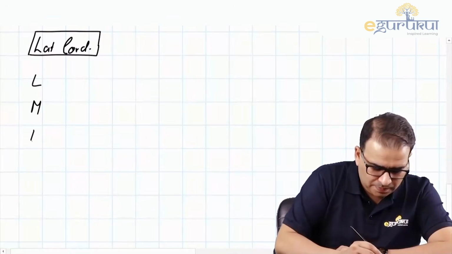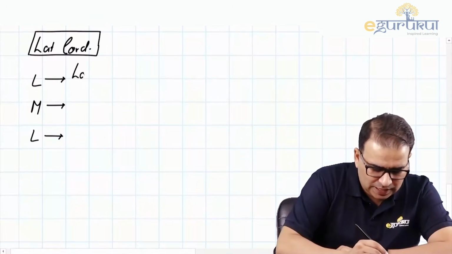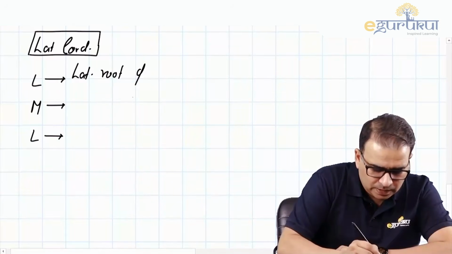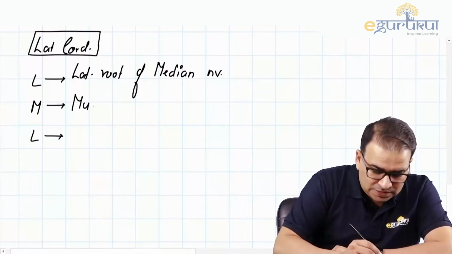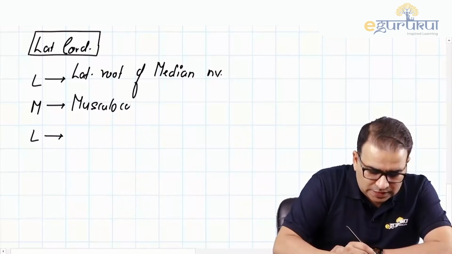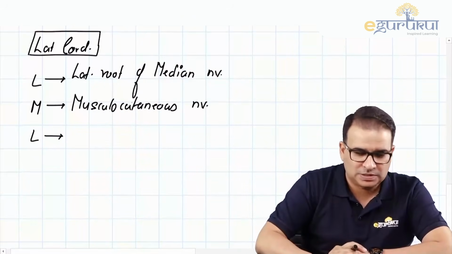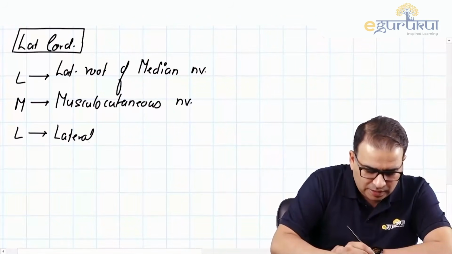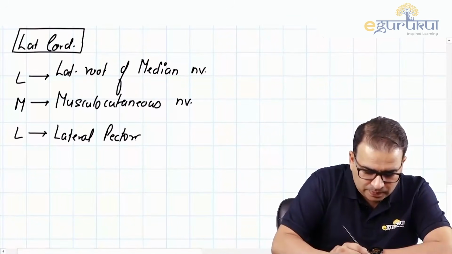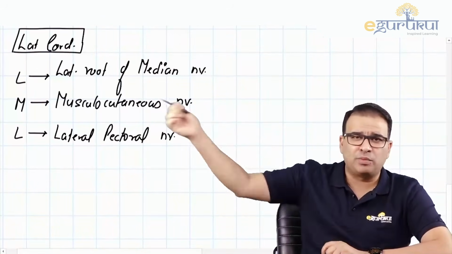L, M, L. So one L, we already said what was that? That was the lateral root of median nerve. M stands for the musculocutaneous nerve. I'll tell you more about this musculocutaneous nerve. And this other L here stands for the lateral pectoral nerve. Well, lateral root of median nerve is just a contribution to the median nerve.